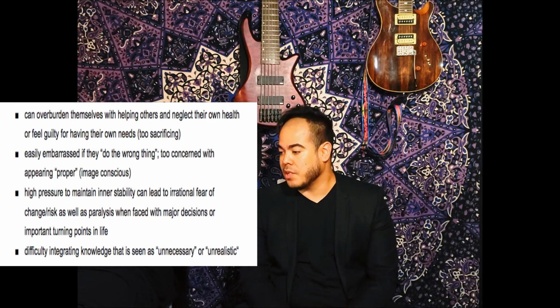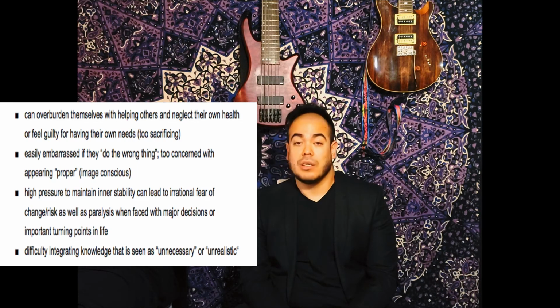Next point, difficulty integrating knowledge that is seen as unnecessary or unrealistic. This comes from the perceiver function imbalance in the ISTJ and ISFJ: if they haven't seen it or haven't really experienced it, or if they haven't seen somebody else do it, if it doesn't basically have the logistics behind it, it can be really hard to believe that it's a possibility, and we might disregard some really good ideas that might really help us out.